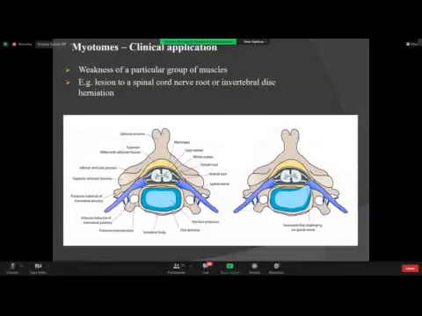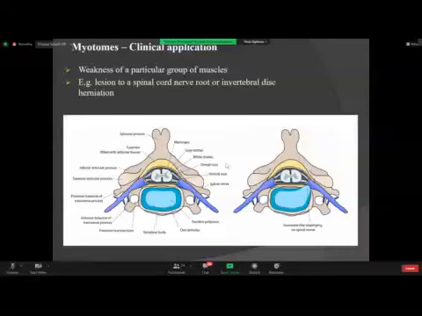So in that case, you need to surgically go in, remove this disc, and place these days an artificial disc, which is very useful. So this is another clinical application of the system.